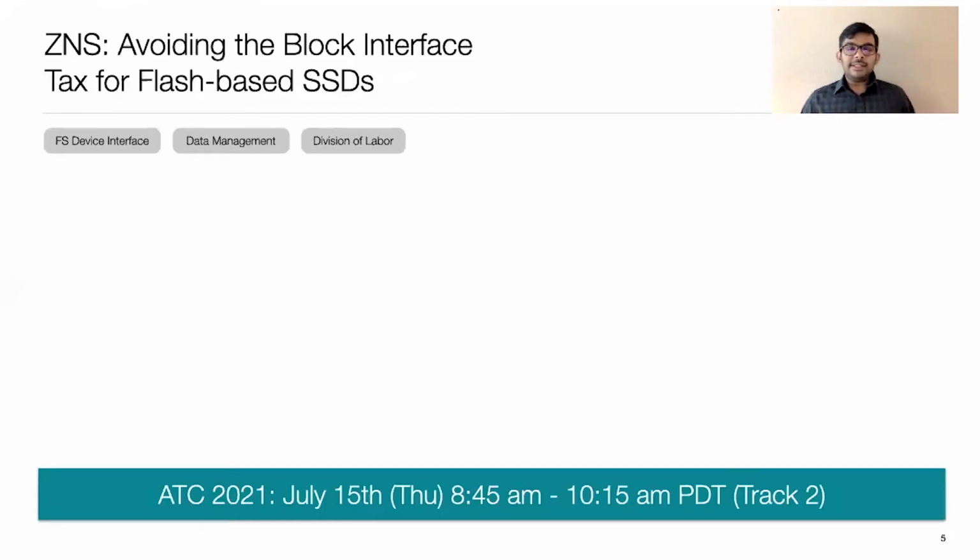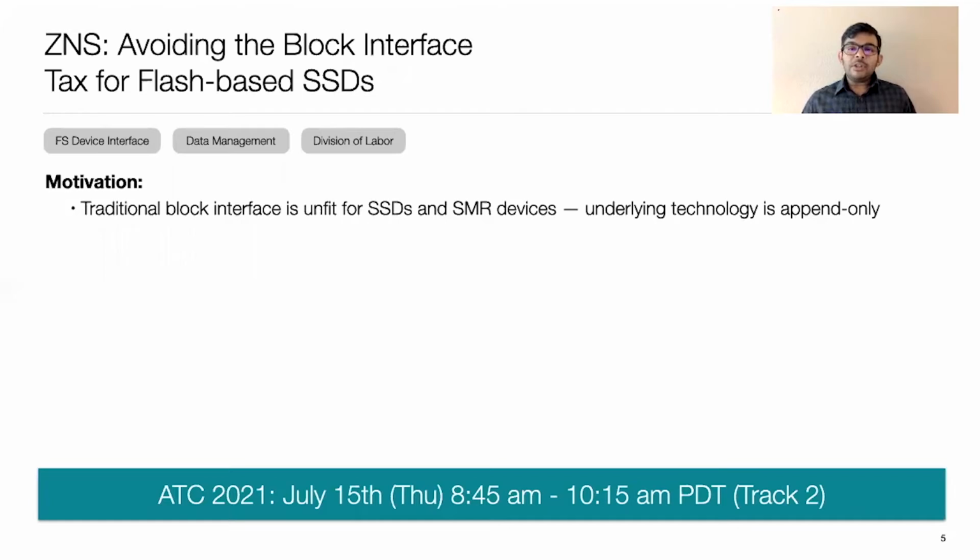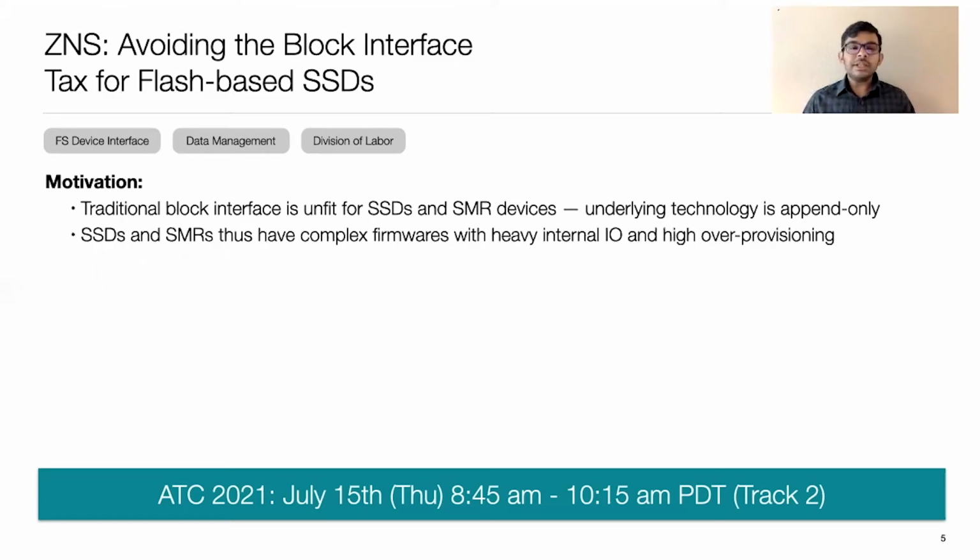The first is ZNS, avoiding the block interface tax for flash-based SSDs. This paper talks about the file system device interface for new hardware such as SSDs or shingled magnetic recording, SMR devices. These devices are append-only devices. And unfortunately, the block layer that exists today is a random write-friendly block layer, an interface which is not very suited for these append-only devices. And so this paper talks about how the block interface is unfit for these newer technologies.